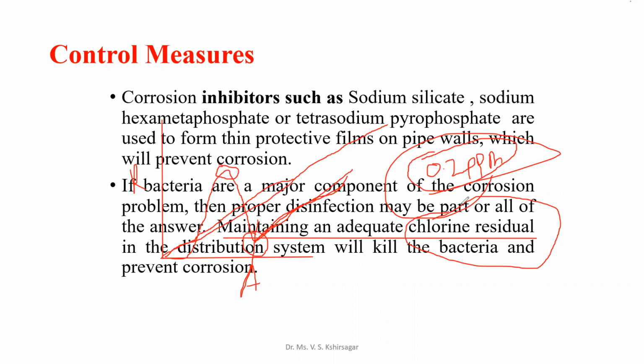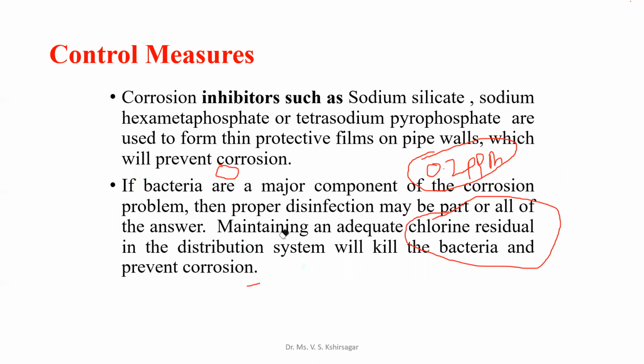And then if such residual chlorine is available in the pipe, and even if there has been contamination earlier, that residual chlorine will kill that bacteria and will not allow corrosion due to that particular bacteria. So that's why it is also an important step to keep the residual chlorine present in the water. Okay, are you getting?